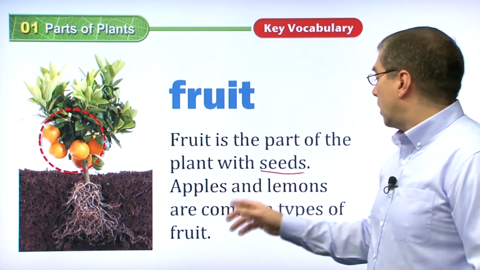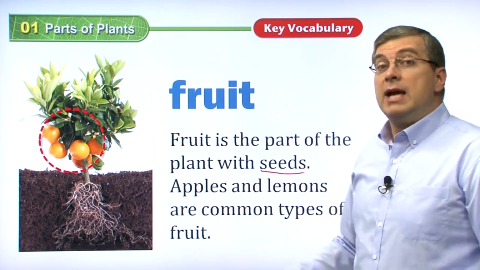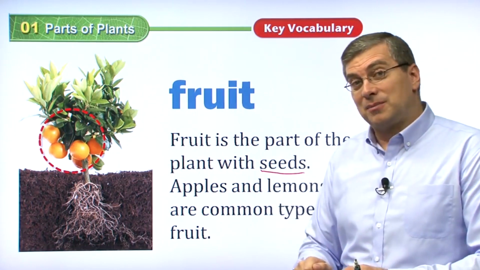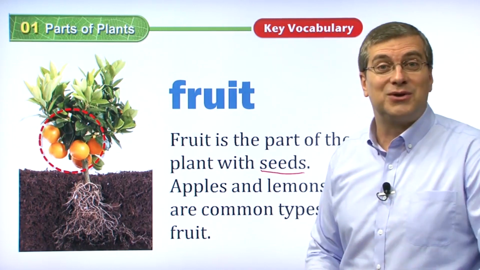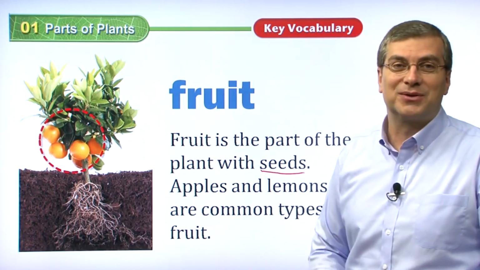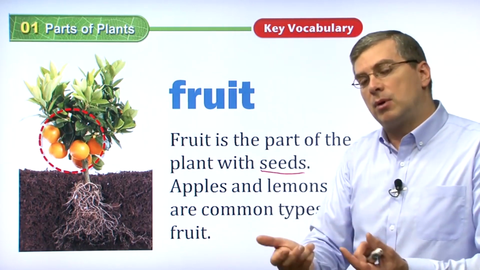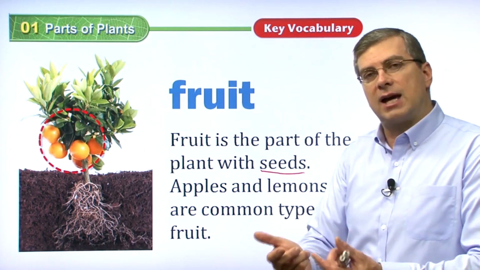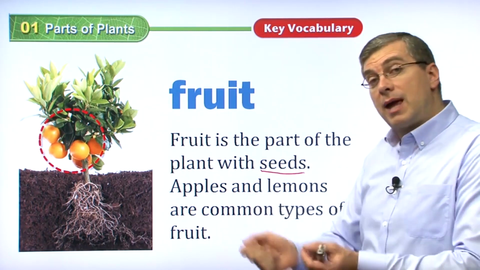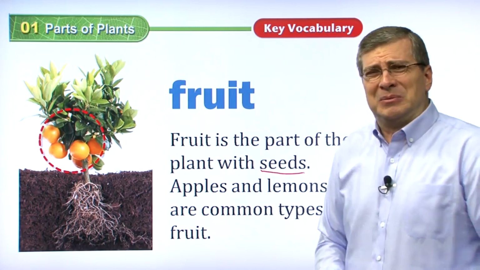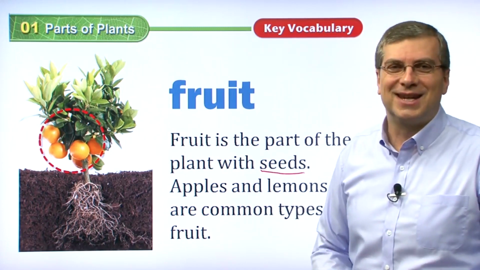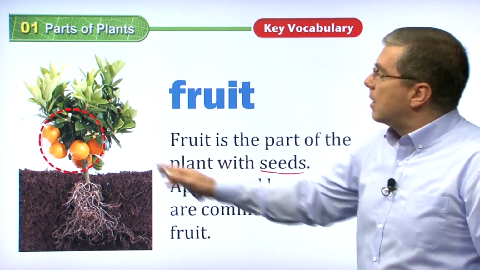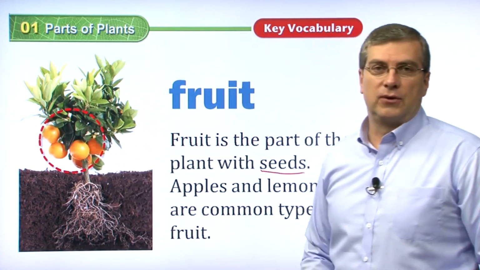Apples and lemons are common types of fruit. So if you cut open an apple, I'm sure you like apples, right? Apples are very delicious and they're good for you too. You should eat lots of apples. But if you cut open an apple, you will see seeds inside the apple. If you open a lemon, be careful when you eat a lemon. It's sour, right? But you also have to watch out for the seeds in the lemon. Okay, so plants will also produce fruit.